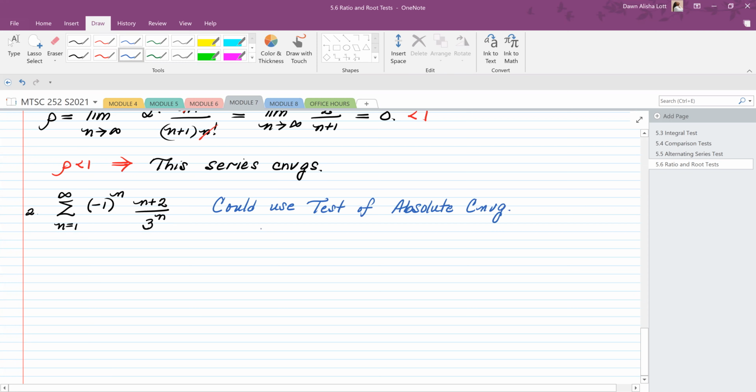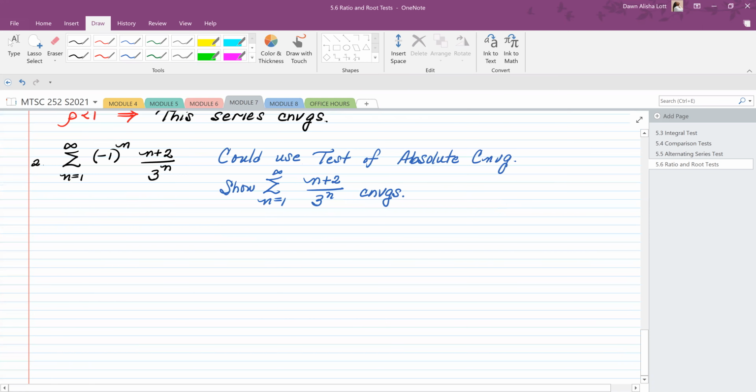And if we use that test, we would have to show the summation n equals 1 to infinity of n plus 2 over 3 to the n converges. And if that converges, then we know the original series converges. But we're going to use the ratio test.